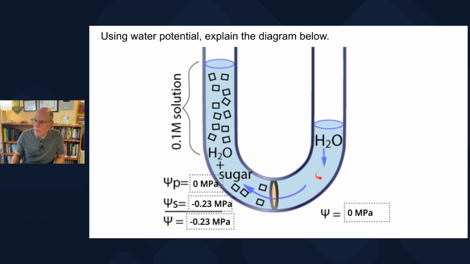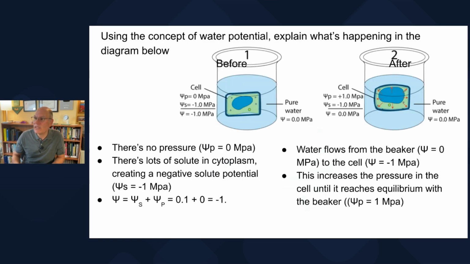So the water potential over here is 0. There's no solute, there's no pressure. And water will move from higher water potential, 0, to negative 0.23. And as a result, the level on the left side will rise. We explained this before with terms like hypotonic and hypertonic. And notice that I did the same thing with water potential, but now we've quantified this process.